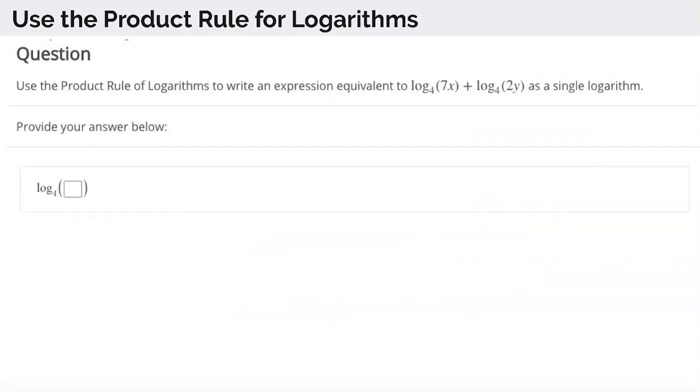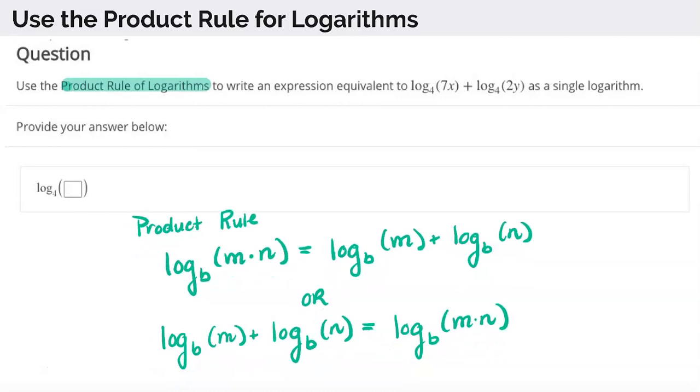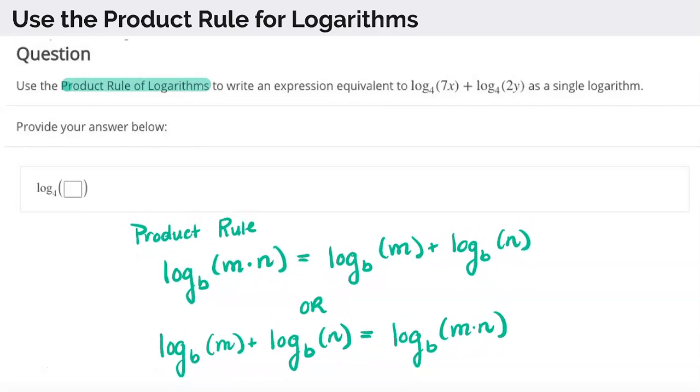Okay, so if we look at one other example of how we might be asked to use this product rule for logarithms, right? Remember when we wrote down our product rule, I said there were two ways we can interpret it, right? We can either start with a product on the inside and split it into two logs like we did on the last question, or we could be given a sum of two logs and be asked to combine it into a single log. And so that's what we would be doing here, right?